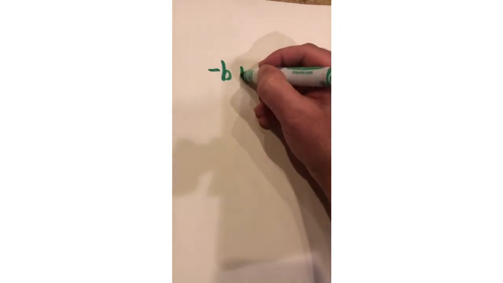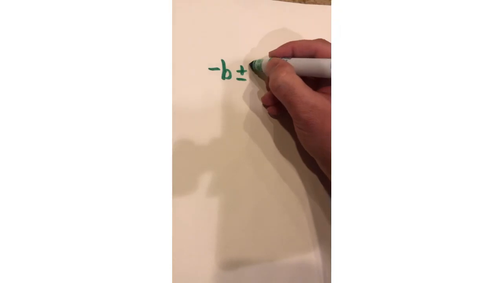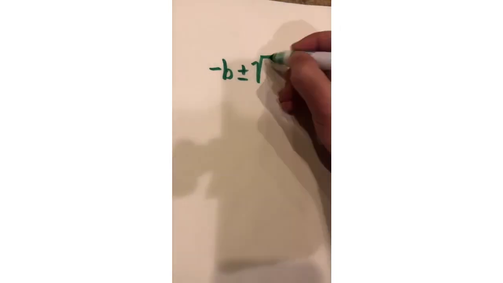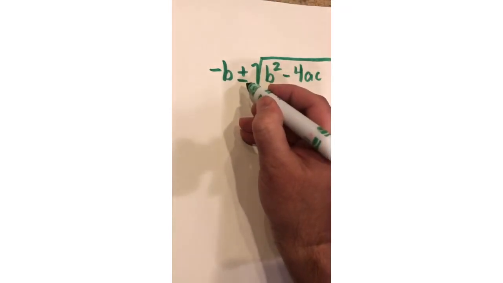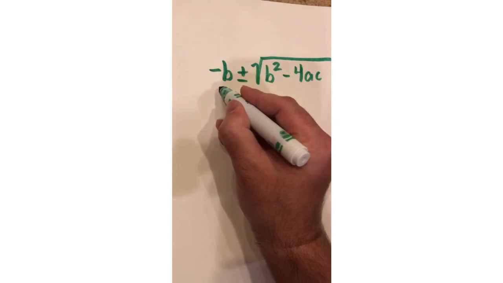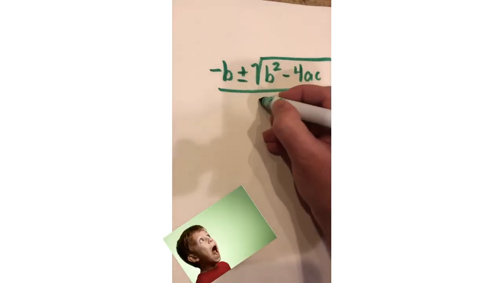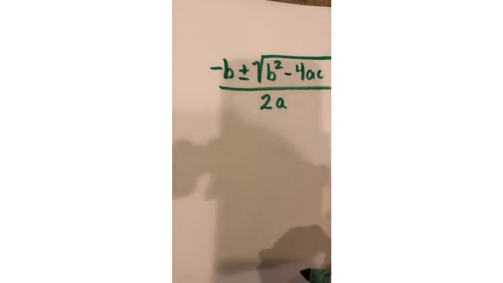Negative b plus or minus the square root of b squared minus 4ac. And I know right now you're thinking this is ridiculous, but it's actually really nice. All over 2a. And if you're wondering what the a, the b, and the c are, it's pretty simple.